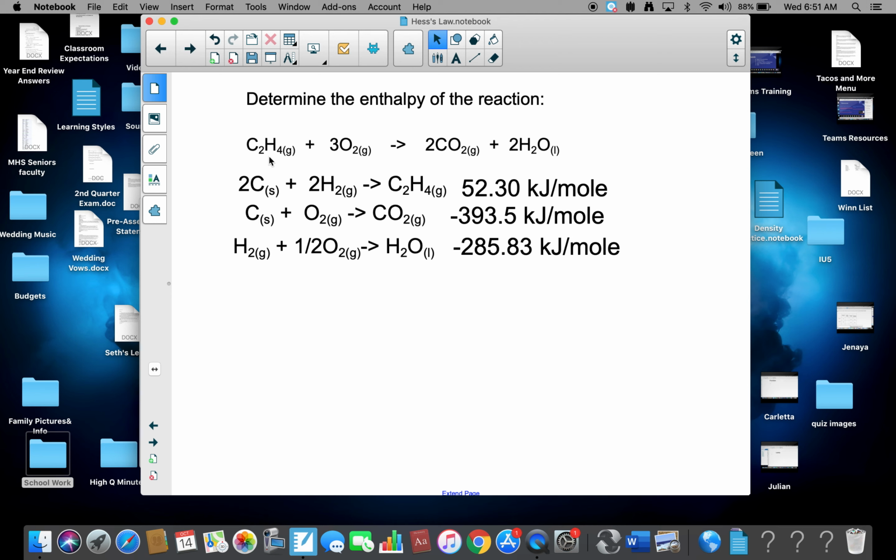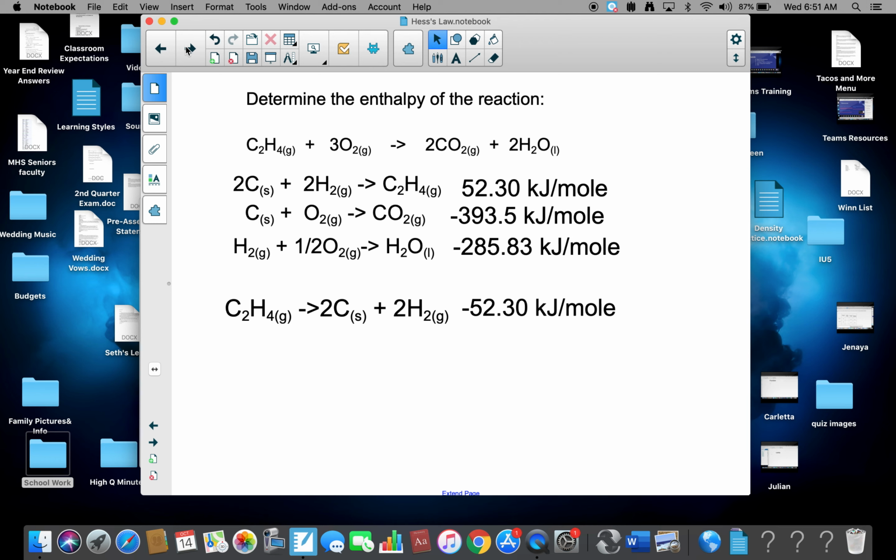So how do I get this to look like this? Well, this is on the reactant side, this is on the product side. So we're going to flip it. Okay, and since it's 1-to-1, we don't have to do anything with it. But I do have to do something with this enthalpy of formation. When I flipped it, it was a positive 52.30. When I flip it, it becomes a negative 52.30.